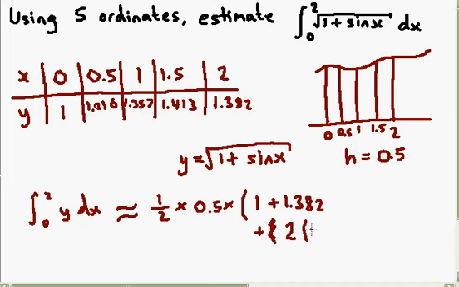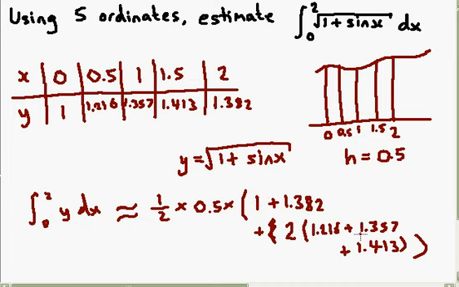So 1.216 plus 1.357 plus 1.413. Okay, so 1/2 times 0.5 times the first term 1 plus the last term plus 2 lots of the rest.